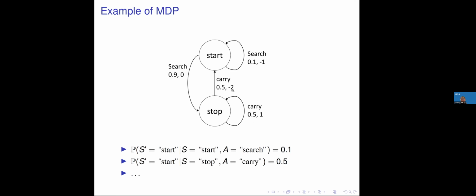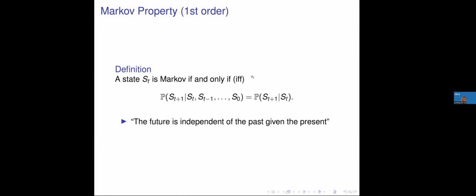Okay, so this is a very simple toy example, but I hope from this example, you will have a basic idea about what an MDP is. And we can describe this state transition probability just by reading those numbers from this state transition graph. Okay, so with this example, now let me provide more mathematical details about the Markov decision process.